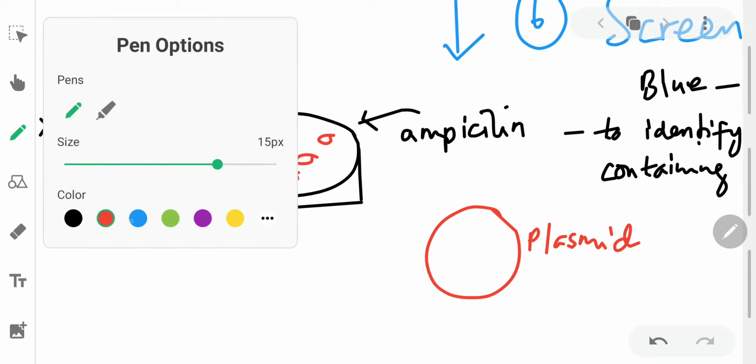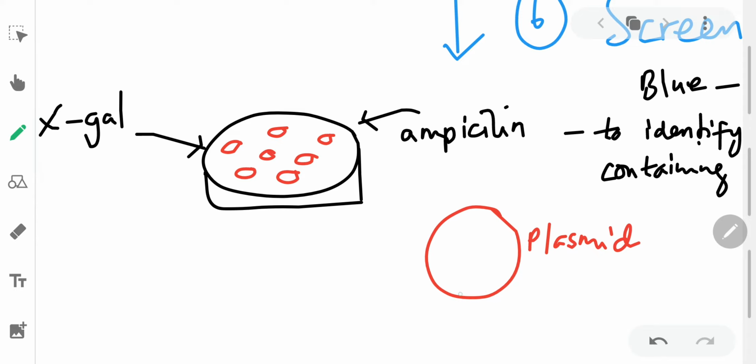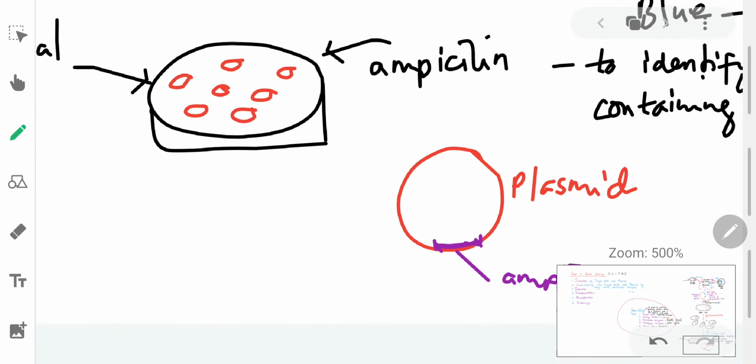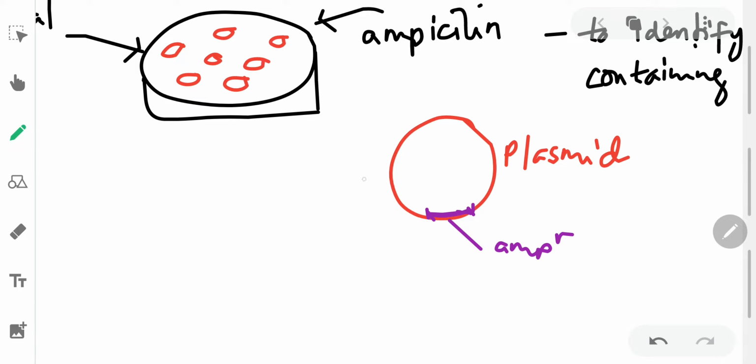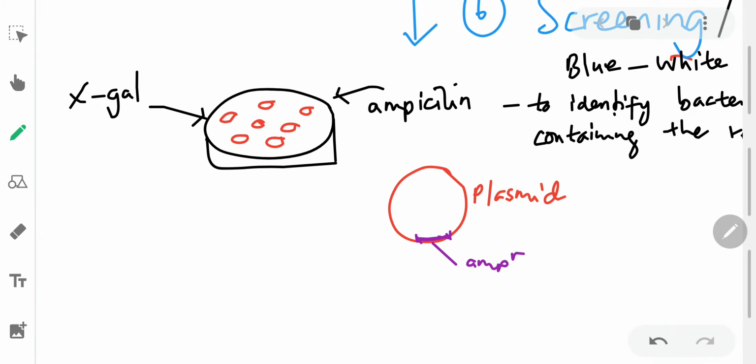it has a gene. There is a gene on the plasmid that we call AMPR. Okay? This gene causes the bacteria to be resistant towards the antibiotic ampicillin. So if the bacteria has the plasmid, it means it has this gene. So if we put ampicillin in this medium, the bacteria will grow because it is resistant to ampicillin.